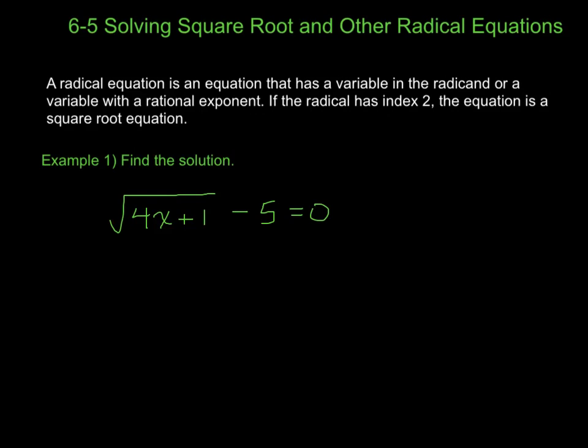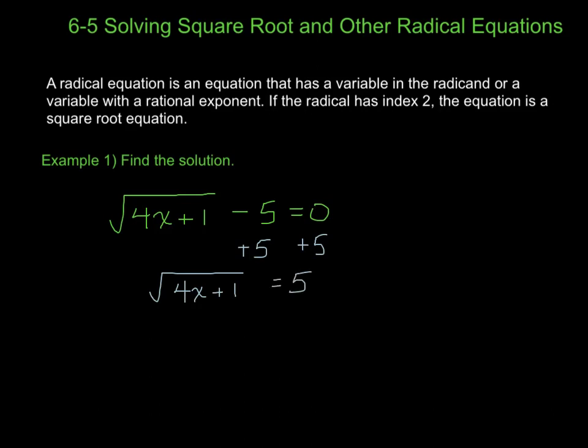Example 1. Find the solution. In example 1, we have the square root of 4x plus 1 minus 5 equals 0. Again, the first thing you want to do is isolate the radical. In order to do so, we need to add 5 to both sides of our equation. That will leave us with the square root of 4x plus 1 equals 5.